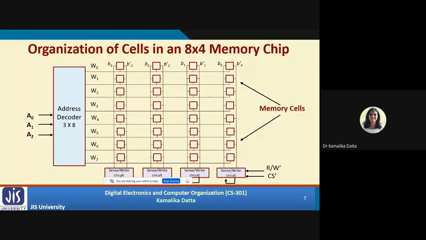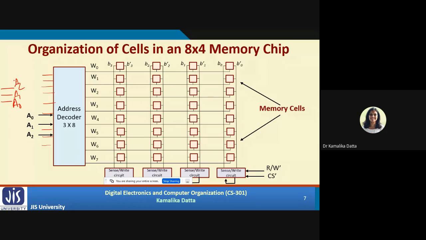Now see, I'll show you an organization of an 8x4 memory chip. 8x4 memory chip means there are 8 locations. And to address those 8 locations, we need 3 address lines. A0, A1, A2 or A2, A1, A0, whatever you take.